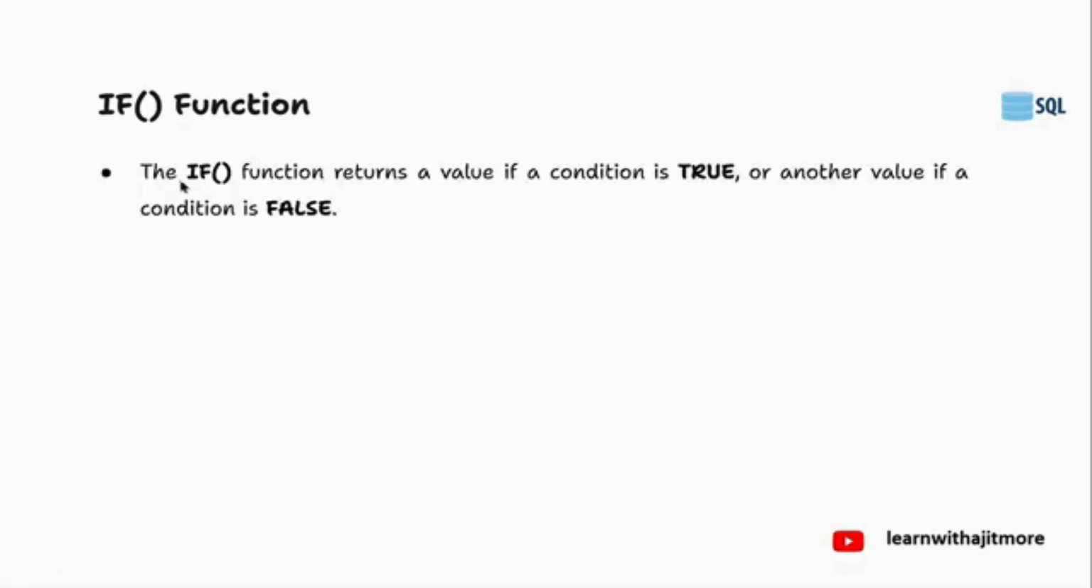The IF function returns a value if a condition is true and another value if the condition is false. Any of the two values it is going to return. First, it will test the condition. If the condition outcome is true, it will return one value, otherwise it will return some other value. See, the syntax is like that: IF condition, if part, otherwise else part. We call it the if part or else part, or you can say the part when the condition is true and the part when it is false.